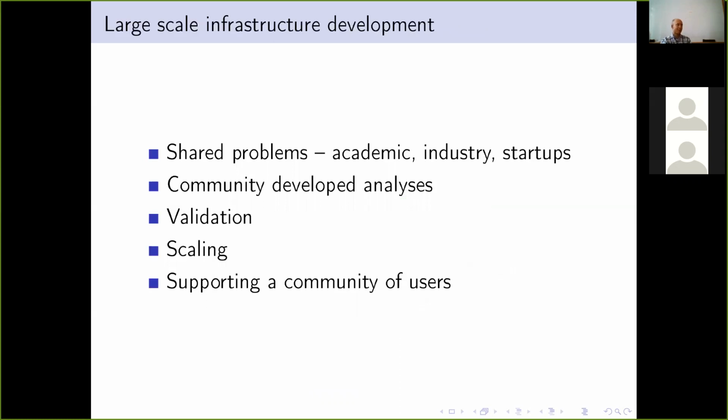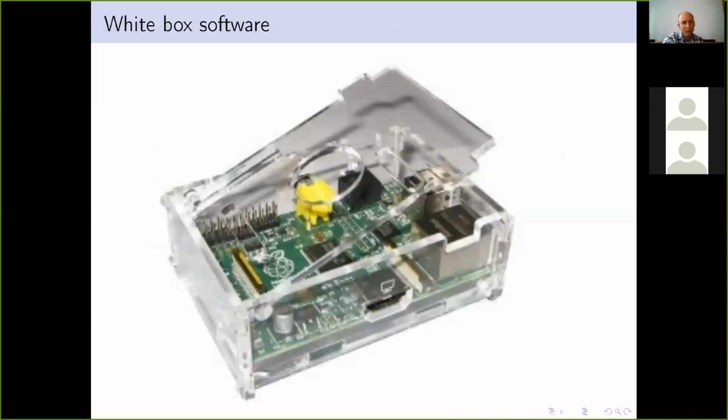And I think one place to do that that's pretty awesome is in large scale infrastructure development, which is stuff we work on. The reason I think it's a good thing to work on is that it's a shared problem. It's not specific to any particular research question. Academics, industry, and startups all have the same sort of issues around building and running things. And so what that helps build, and what we try to do in bcbio, is community developed analyses that give us the validation and scaling and ultimately support a big community of users who can work with the tool. And the way I describe bcbio, and this is my picture slide, right, is as a white box software.